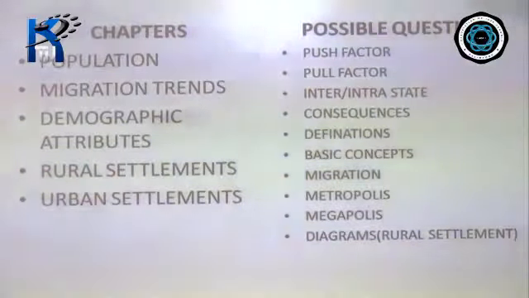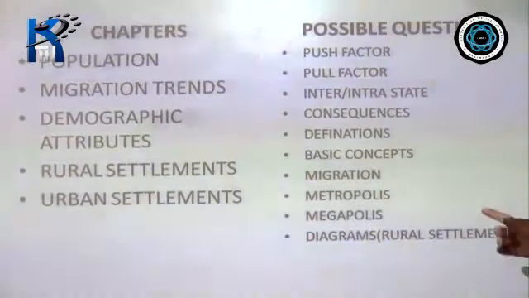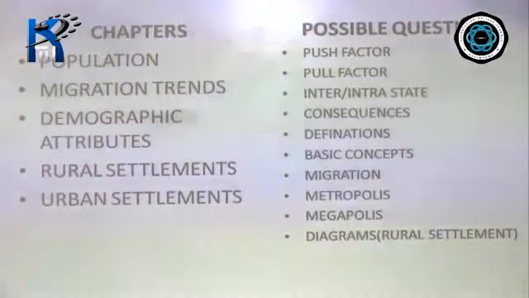Then you come to metropolis and megalopolis, and the difference between them. A population of 1 to 5 million is called a metropolis, and more than 5 million is called a megalopolis.